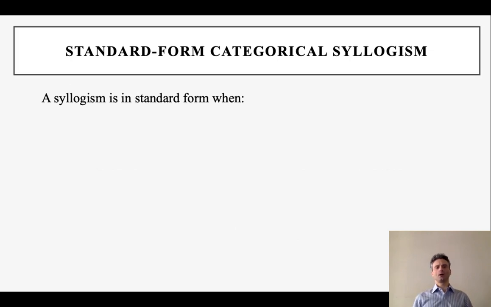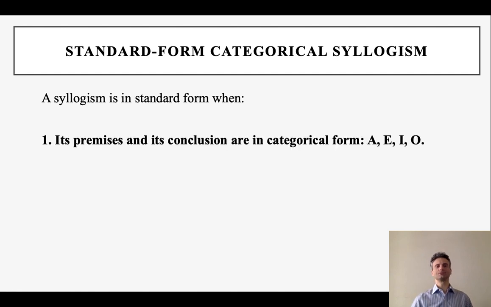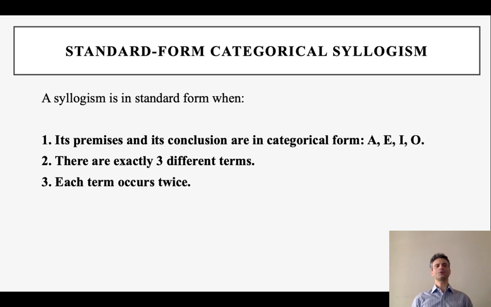So we can put it this way. A standard form categorical syllogism is in standard form if it satisfies these requirements. The first requirement is that, as I said, its premises and its conclusion are expressed in categorical form, which means the premises and the conclusion must be either an A form, an E form, an I form, or an O form. The second requirement is that there are exactly three different terms. No more than three, no fewer than three. The third requirement is that each term occurs twice.